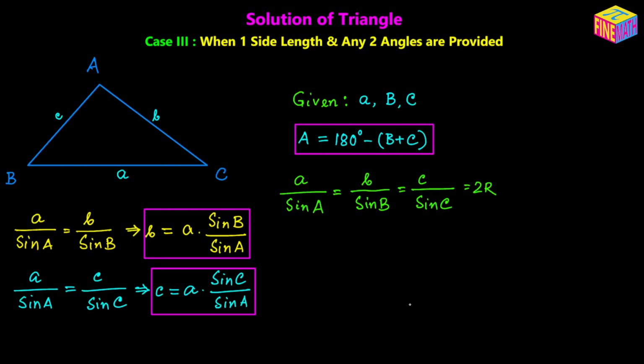So originally we have been given three of the attributes, which are the side length a, the angle B and the angle C, and then we have been able to calculate the other three attributes, which are the angle A, the side length b and the side length c.